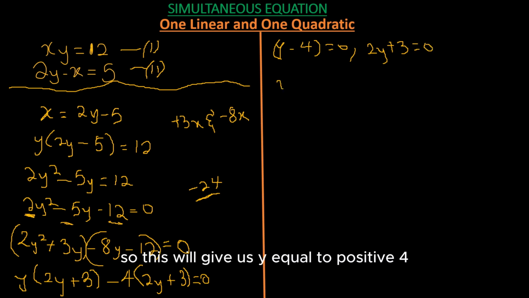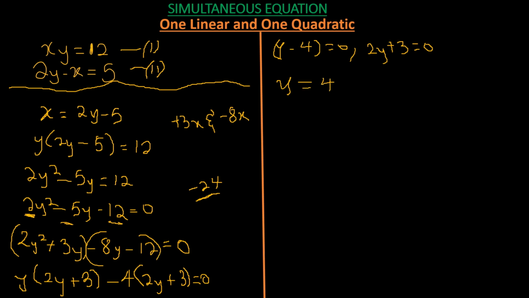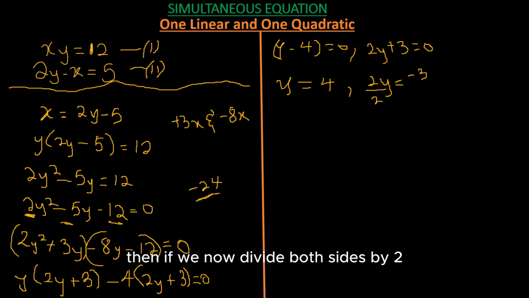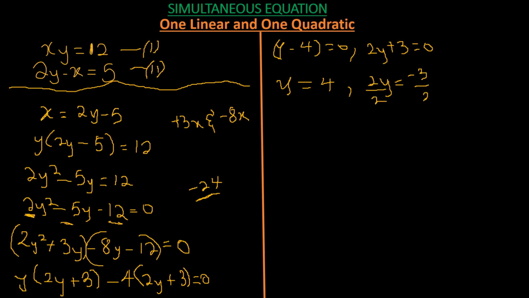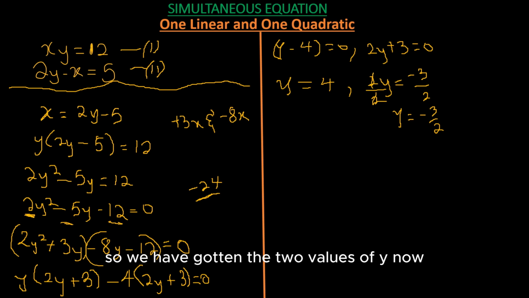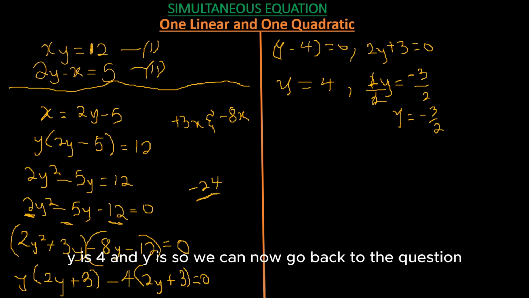So this will give us y equal to positive 4, and this will give us 2y equal to negative 3. Then if we now divide both sides by 2, so this will cancel this, so our y is equal to negative 3 over 2. So we have gotten the two values of y now. Y is 4 and y is negative 3 over 2.